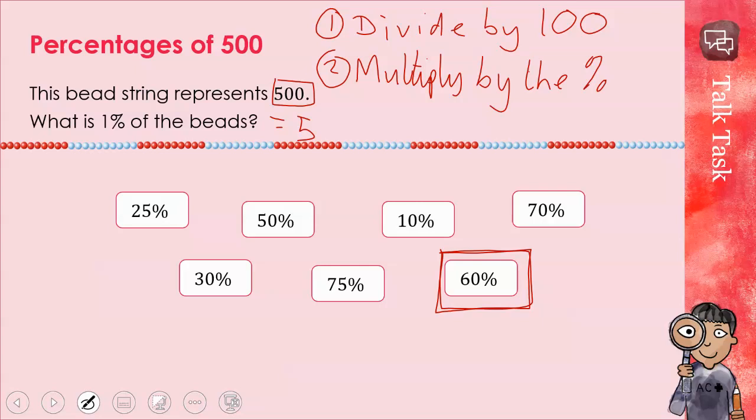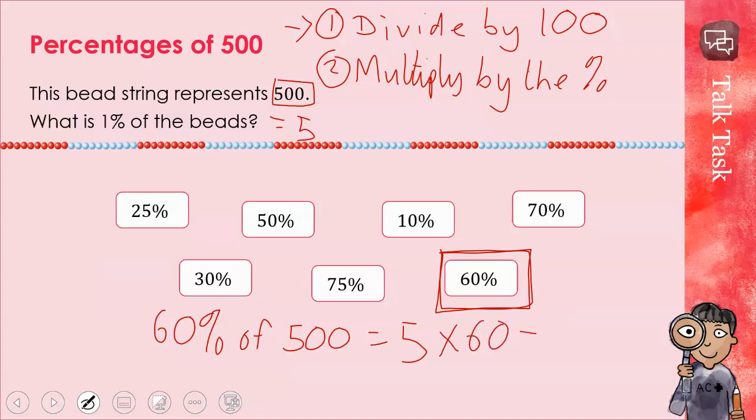So I take my whole number. If I was finding 60% of 500, I do 500, step 1, 500 divided by 100 is 5. Step 2, multiply it by the percentage. 5 times 60 is 300.